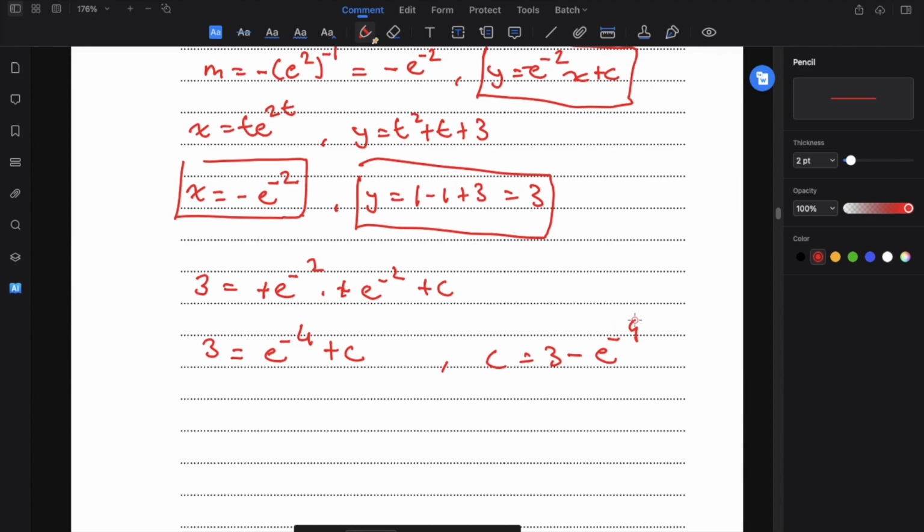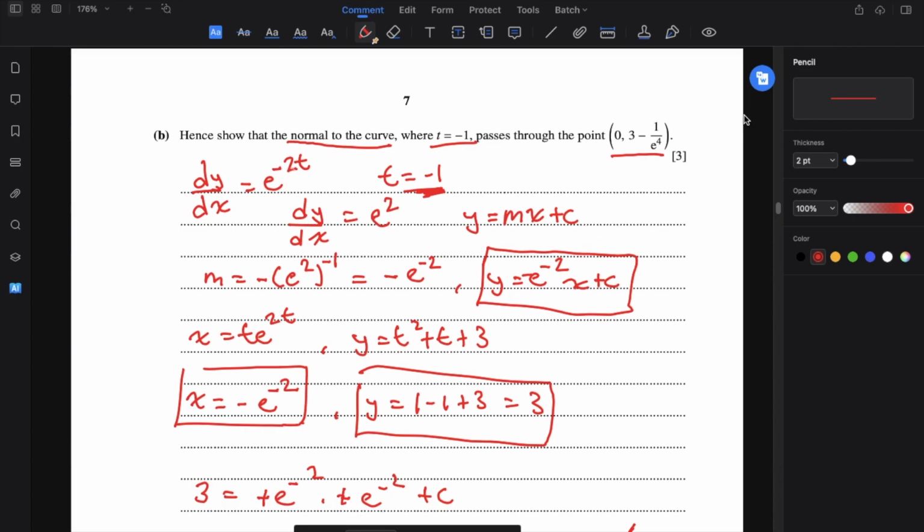So this is our y-intercept. When x is 0, c is the value of the y-intercept. So what we have to show is that it passes through the point 0 and 3 minus 1 upon e to the power 4.